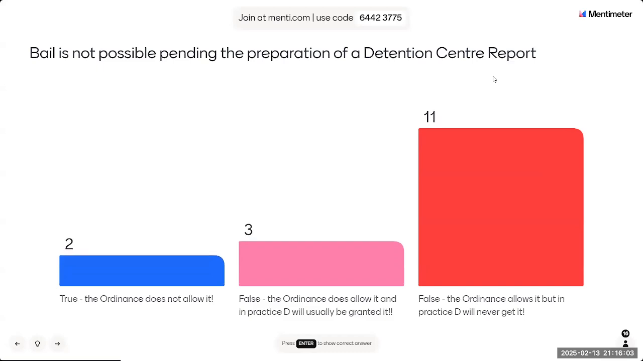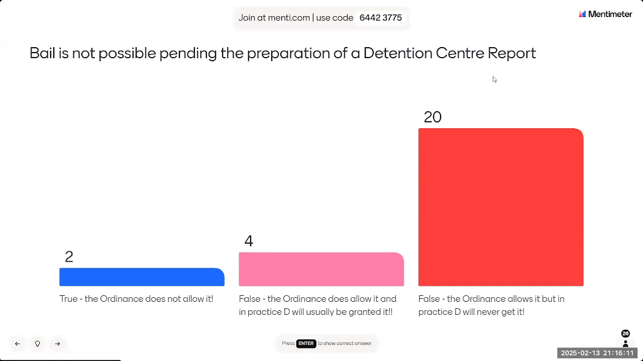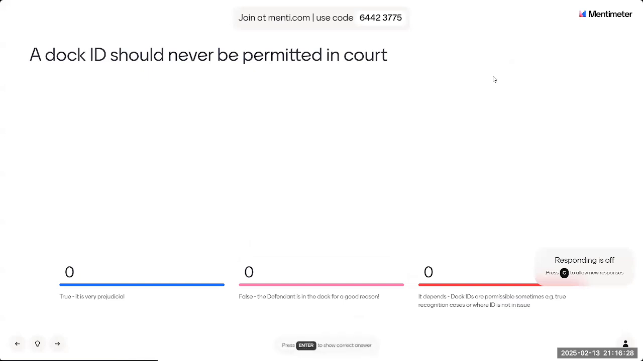The correct answer is C. Technically, it's possible because it says that the defendant may be remanded in custody pending the preparation of the report. But in practice, he'll never get it. Why? Because the intake officer, in order to determine if he's suitable for the detention center, has to have him there for the 2 weeks to see if he can comply with the rules in the DC.